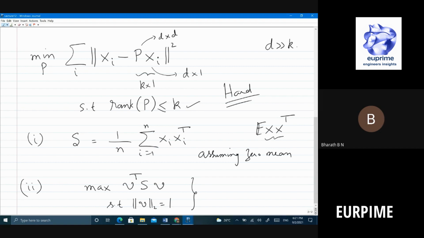So what does this correspond to? The solution V star is V1, which is the eigenvector corresponding to the max eigenvalue of S. This is something that we saw: if you project, you better align it to the max eigenvector. So I got the direction V1.